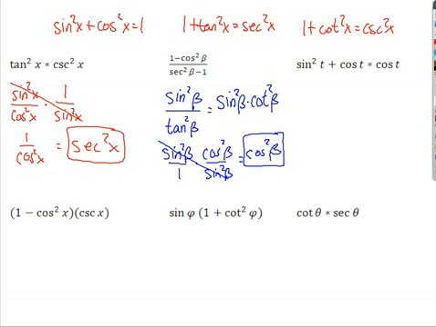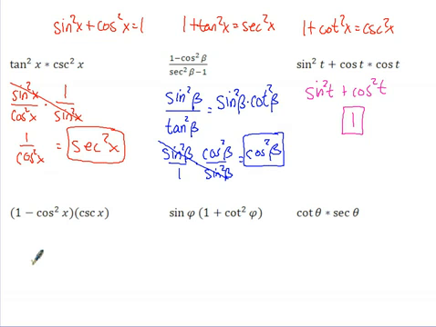In our third example, we have sine squared t plus cosine t times cosine t. Order of operations, you have to do the multiplication before you can do the addition, so we can multiply cosine t times cosine t, and we'll get sine squared t plus cosine squared t. And if you look at your first Pythagorean identity, that's just 1.